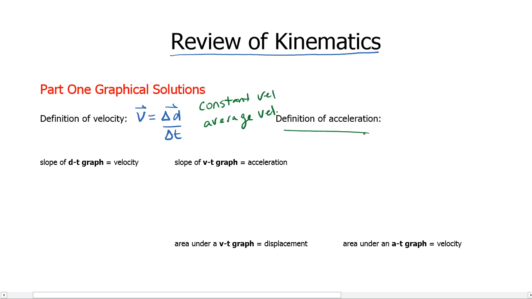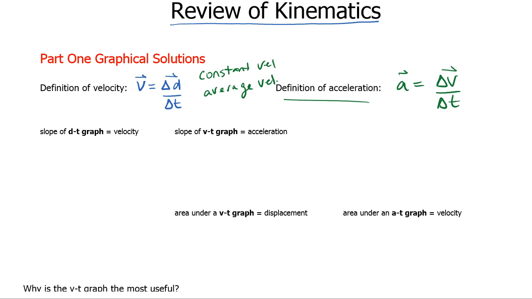So acceleration is not how position is changing. Velocity is how position is changing with respect to time. Acceleration is how velocity is changing with respect to time. So again, this is a vector and that's a vector. You'll notice that delta v, because velocity is changing, is the change in velocity divided by the change in time. Velocity is the change in position.